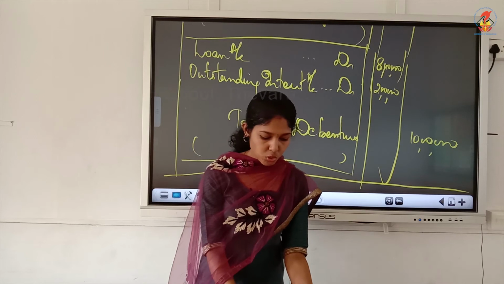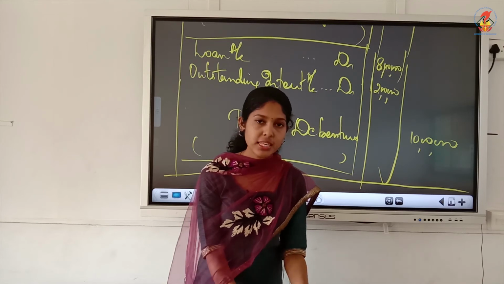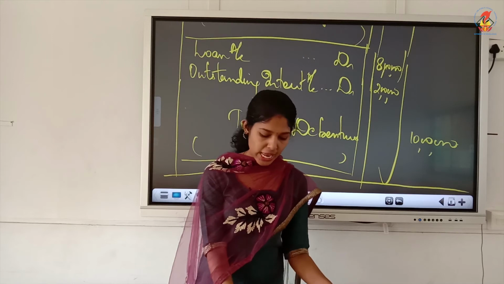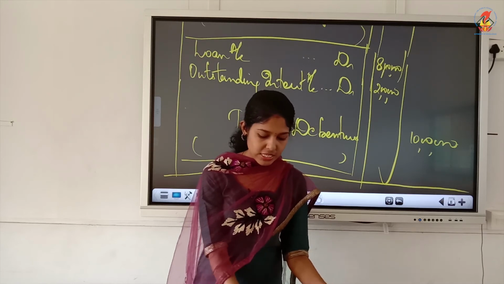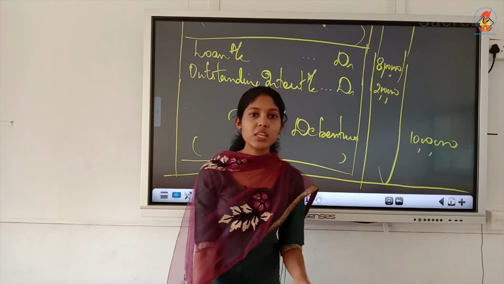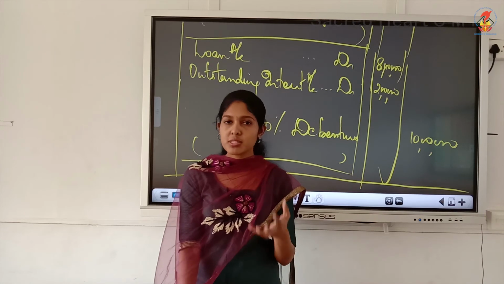There is one more topic. You give the heading: issue of debentures for consideration other than cash. The same topic we discussed under the shares chapter. Here also we have the same entries. Nothing new for you to learn. You give the heading: issue of debentures for consideration other than cash. What's the meaning of that?